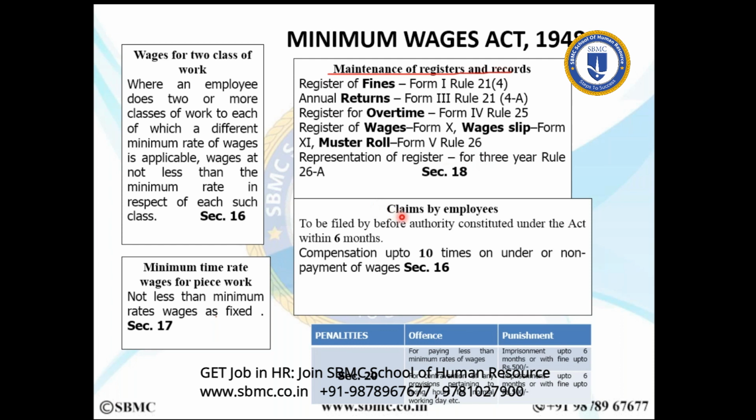So there can be claims by the employee that can be filed before the authority, and compensation can be up to 10 times. So wages for two classes where the employee does work for each class, each difference. So minimum rate, time rate for wages for piece work, it is not less than as fixed. There are certain kinds of penalties. Now, these are the penalties for paying less. You have to pay imprisonment up to 6 months and fine up to 500 rupees. And for contravention of any provision, then you have to face imprisonment up to 6 months and fine up to 500 rupees. That is there in the Minimum Wage Act.